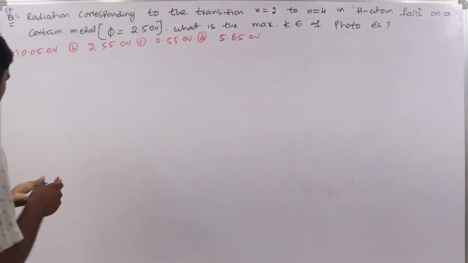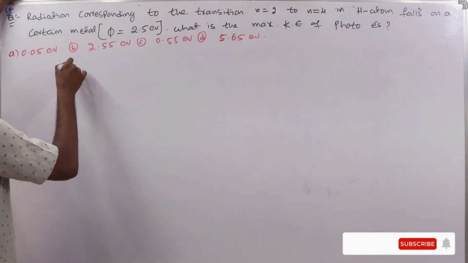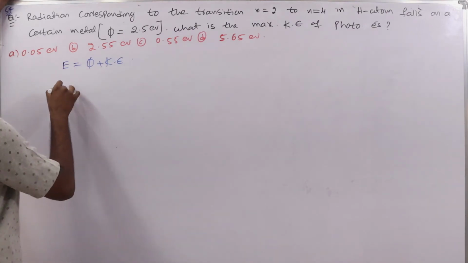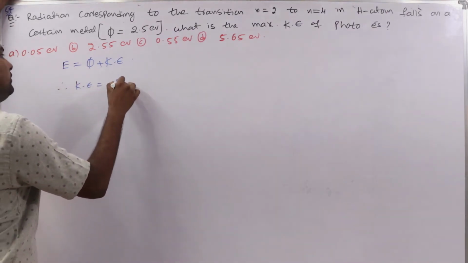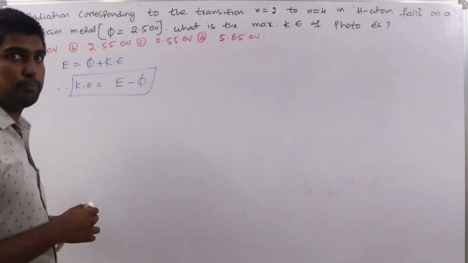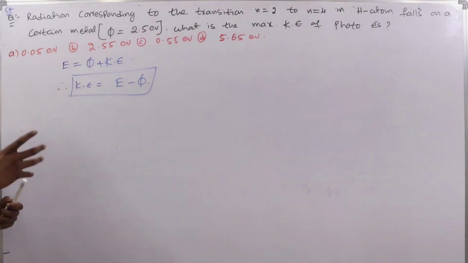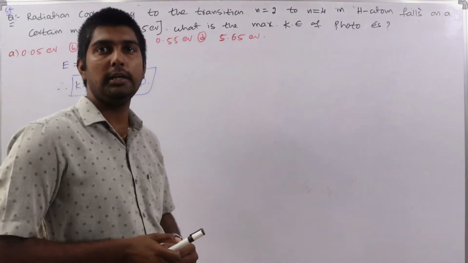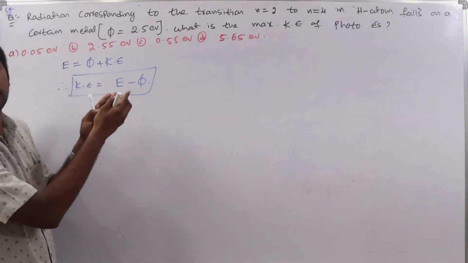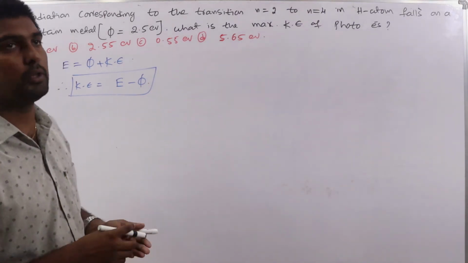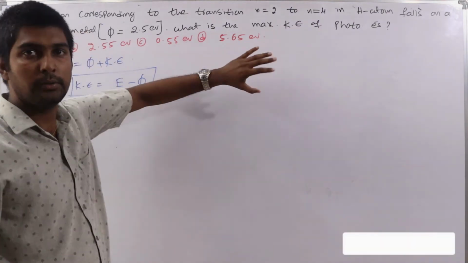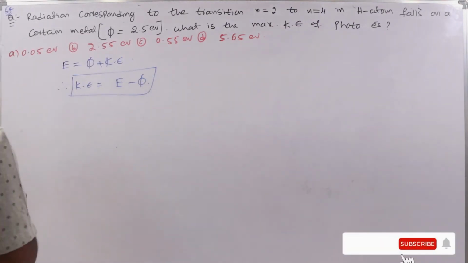Clear? So what is the formula? E equals phi plus KE. This is the formula. From this, kinetic energy equals E minus phi. Here phi is provided in the problem, but we don't know how much energy of the light is falling on the metal. For that, what is the hint given? The energy of the light falling on a metal surface is exactly equal to the energy required for this transition in the hydrogen atom. So this problem involves two different concepts.